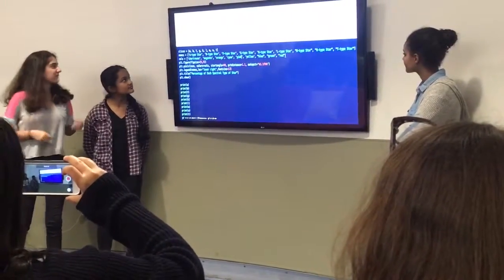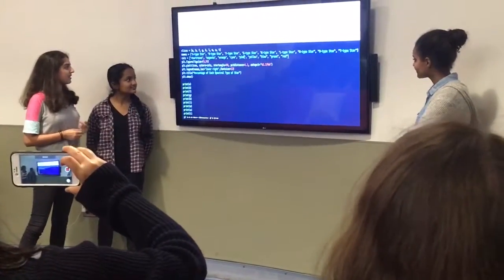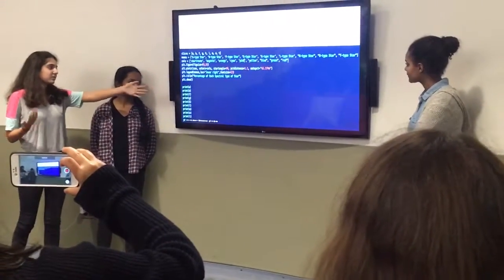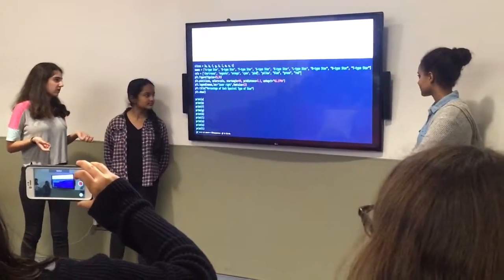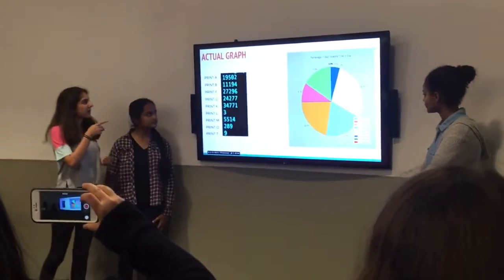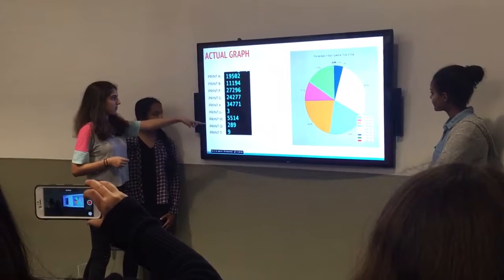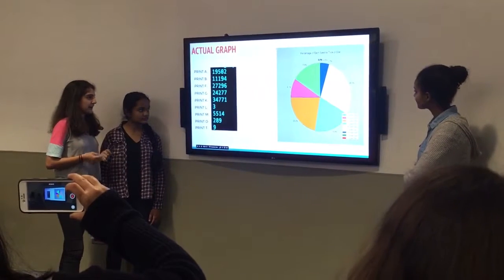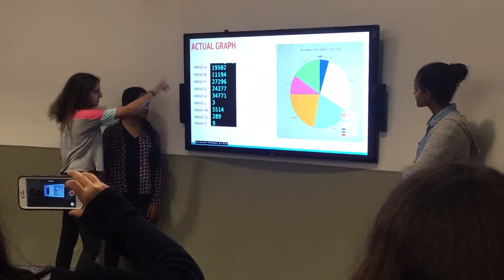We graphed it based on the lists and we color coded. This is just to make the graph, and because it's a percentage of a whole, it became a pie chart. And it ended up looking like this. And on the side, it's just the printed values of each type of star, so the A-type star, B-type star, the number of each type.